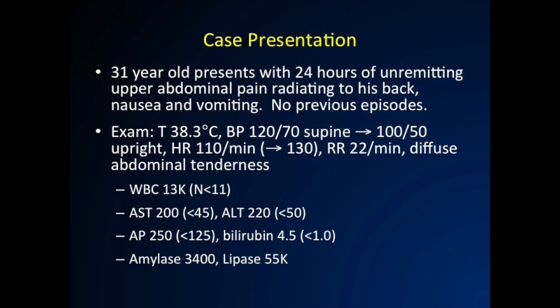So let's start with the case, a 31-year-old who presents with 24 hours of unremitting abdominal pain radiating to the back with nausea and vomiting. Hopefully you recognize that as pretty much the classic presentation for pancreatitis type abdominal pain. No prior episodes. There's a low-grade fever. There's some hypotension with positional change. There's tachycardia, tachypnea. The patient's diffusely tender. And their basic laboratories, they have an elevated white count, they have elevated liver chemistries, and marked elevation in pancreatic chemistries.